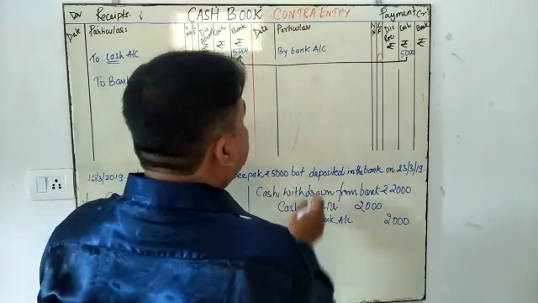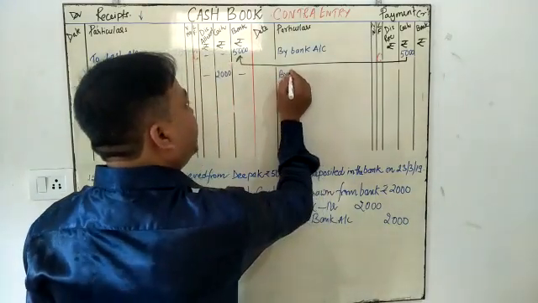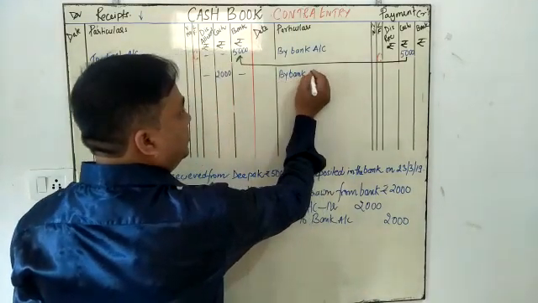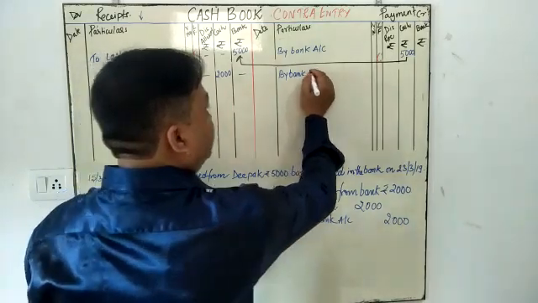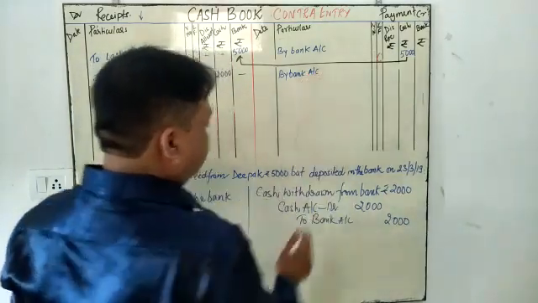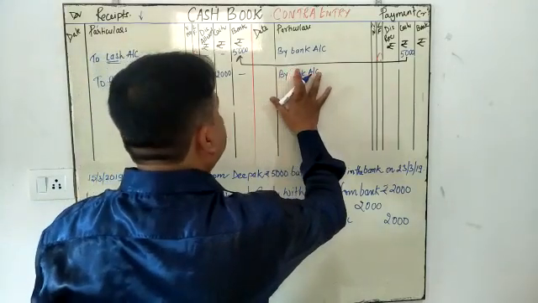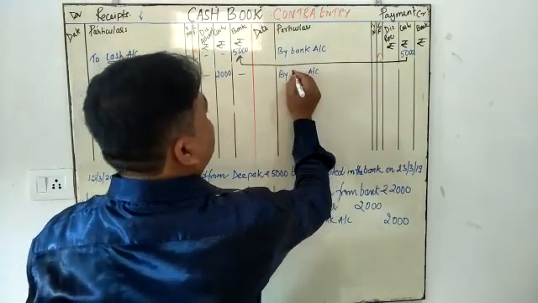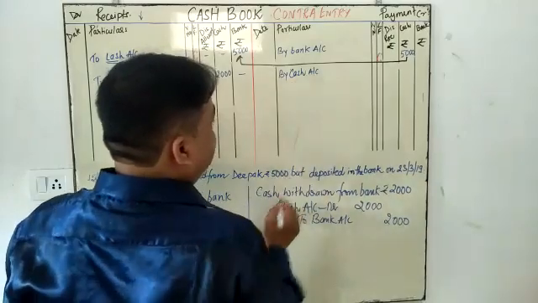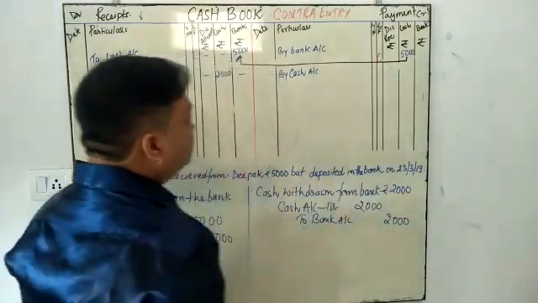Now bank is on the credit side. You write down by bank. No, you will not write by bank. You will write by cash. By cash account, in which column?